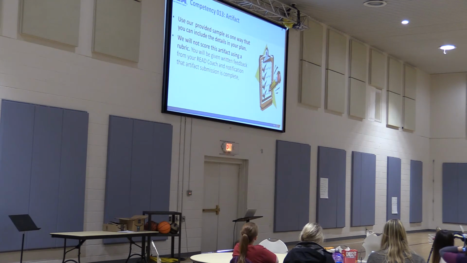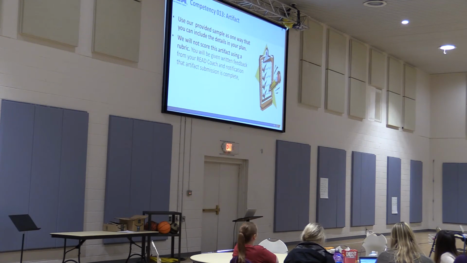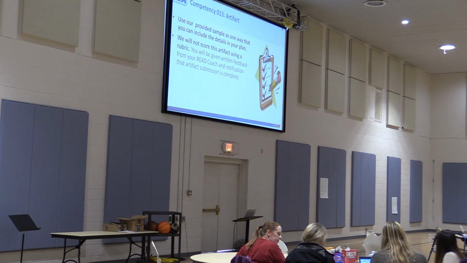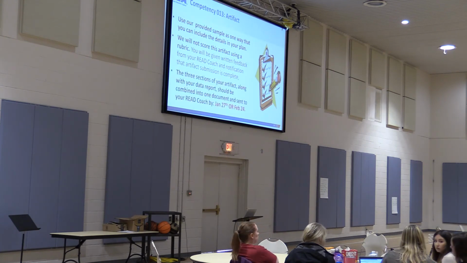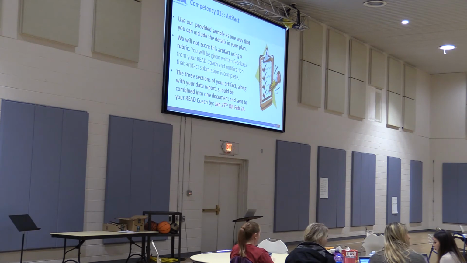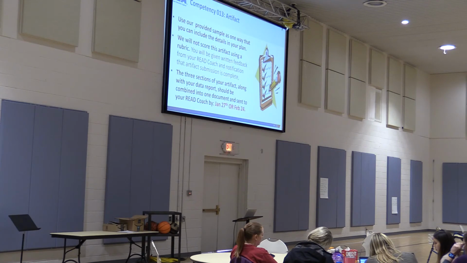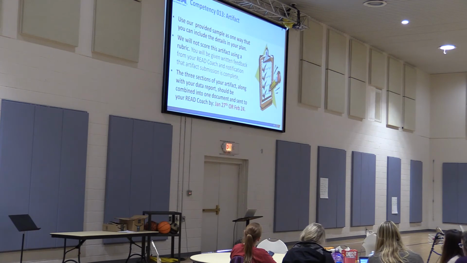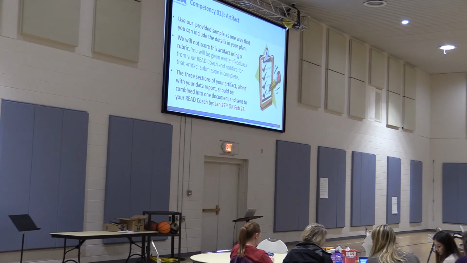We will not score it using a rubric like we did the last artifact. There is no rubric. You will be given written feedback and notification that the artifact submission is complete. With the three sections of your artifact, page one, answer questions, page two, whole class, page three, small groups, page four, you put a report on it. Because you need to submit it electronically, you'll either take a photograph or electronically copy and paste that onto page four.